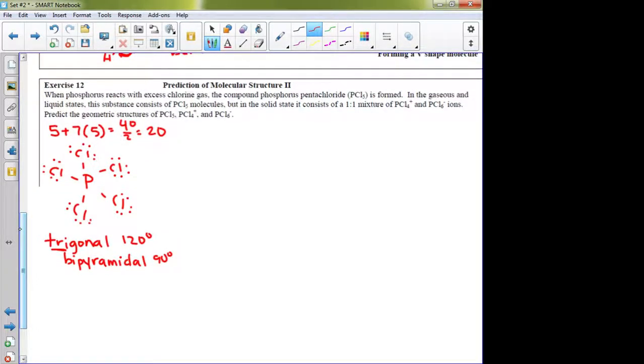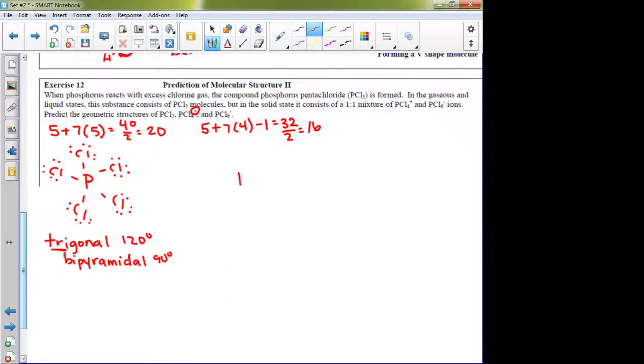All right, PCl4 positive. How many valence electrons does phosphorus have? 5. How many does chlorine have? 7 times 4. And that positive means I have to do what? Take away an electron. Subtract 1. So 5 plus 28 is 33. Minus 1 is 32. 32 divided by 2 is 16.